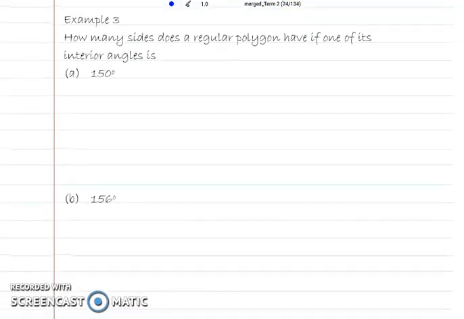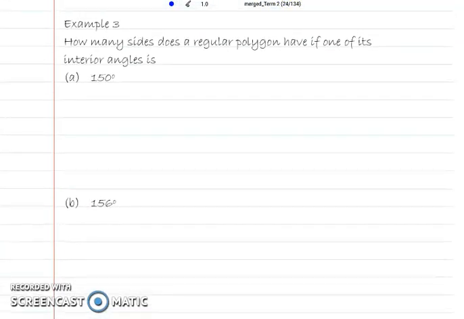So in example 3, we're asked, how many sides does a regular polygon have if one of its interior angles is 150 degrees? All right, so first of all, the interior angle and the exterior angle add up to 180 degrees because they're angles on a straight line.